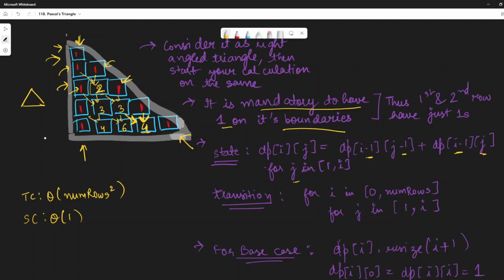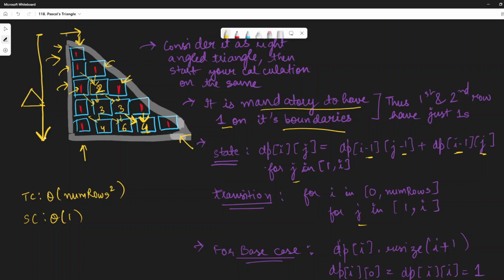And the transition which we are required to do is that i would be from 0 to numRows, right? That i would be like this from 0 to numRows, but the j should be from 1 to i.